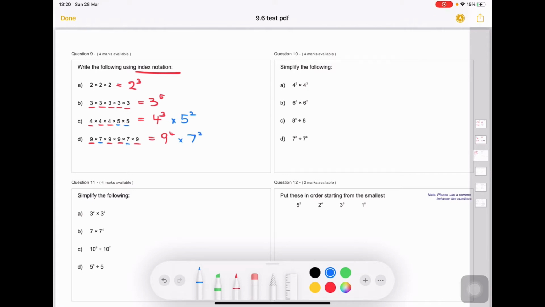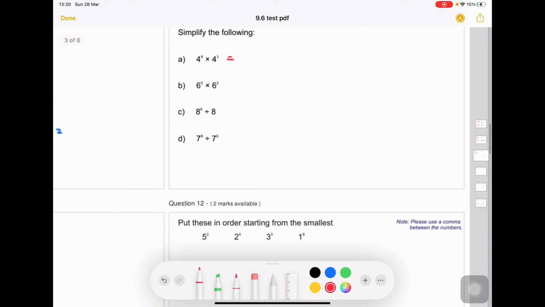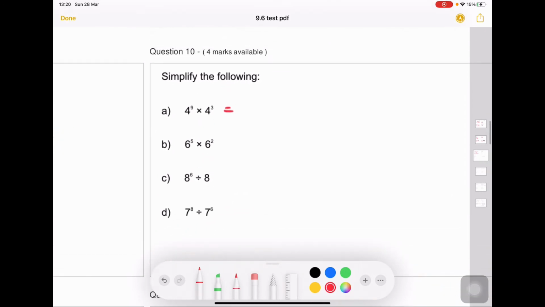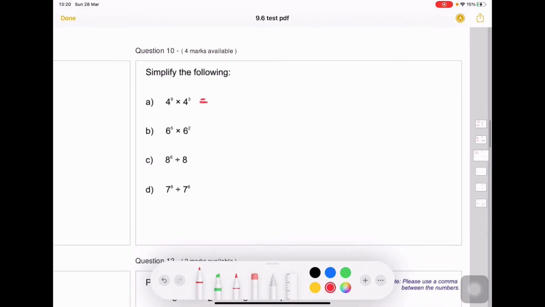Question 10, we need to simplify these expressions. So it's perhaps quite small, so I'll zoom in a bit here. Okay, so here we have 4 to the 9 plus 3. Remember, when you're multiplying powers, you need to add the indices. Same process for the second one. We get 5 plus 2 equals 6 to the 7.